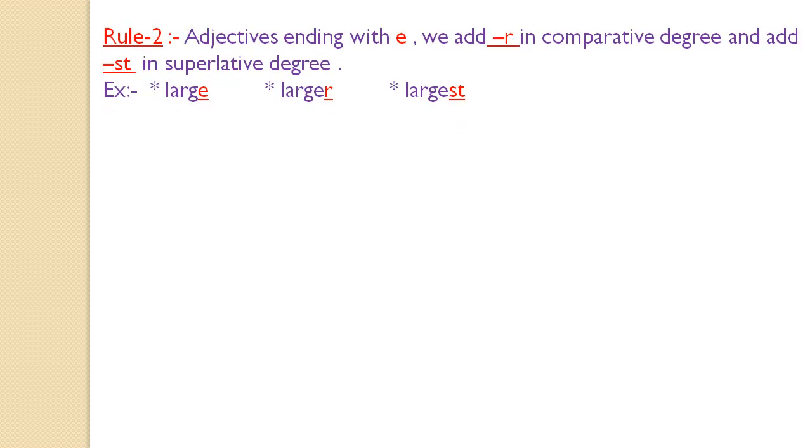In rule 2, for adjectives ending with e, we add r in the comparative degree and st in the superlative degree. For example, large, the spelling is large. Here we are getting the ending letter e. So I have only added r in the comparative degree and st in the superlative degree, and it became larger and largest. In the same manner, white, whiter, whitest.